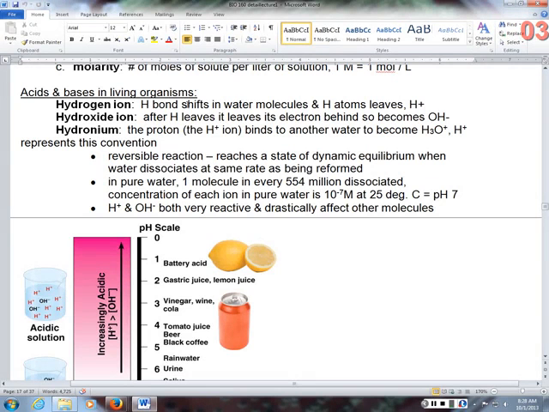Usually when they talk about acids, they'll represent it with an H plus. Even though it does form the hydronium, no one talks about it as hydronium. We just talk about it being the hydrogen ion. So if you see that, that's why you're seeing that. The convention is just to represent it as hydrogen ion.